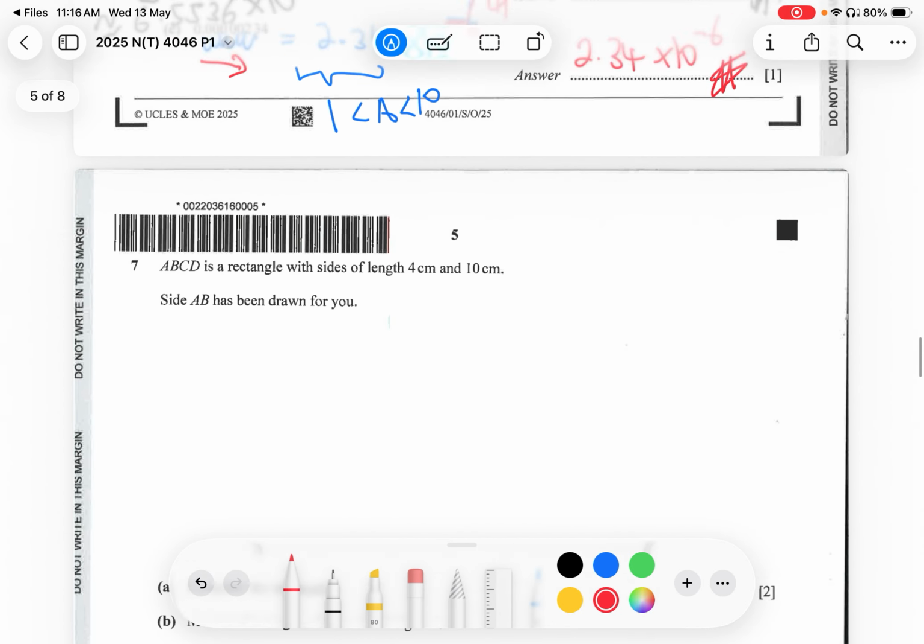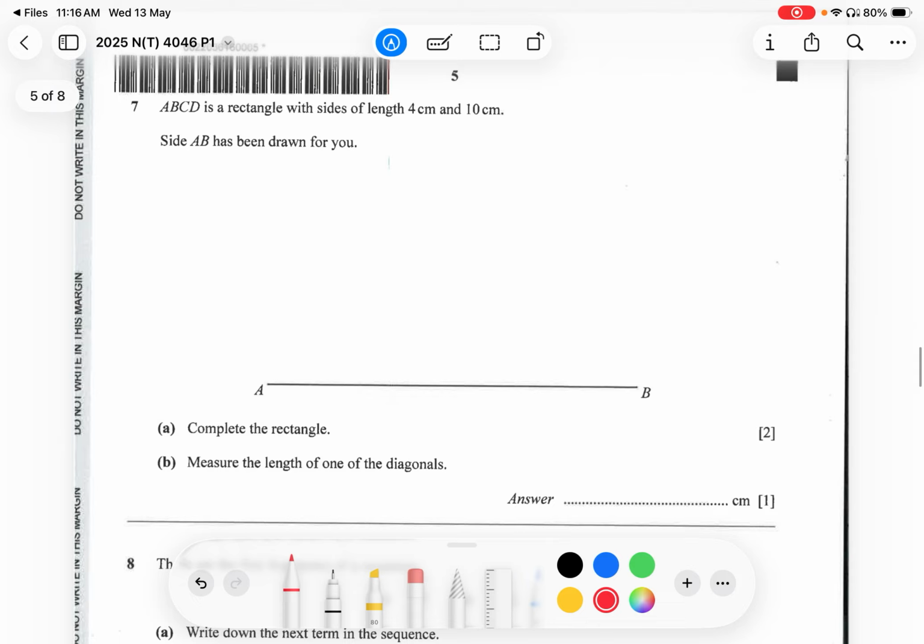Okay, the next one. So for question 7, a rectangle with sides of 4 and 10, side A, draw complete the rectangle. So for this, right, this is 10 cm. You use the protractor to mark out a 4 cm. So ideally, you do a 4 cm arc. This will be 4 cm.